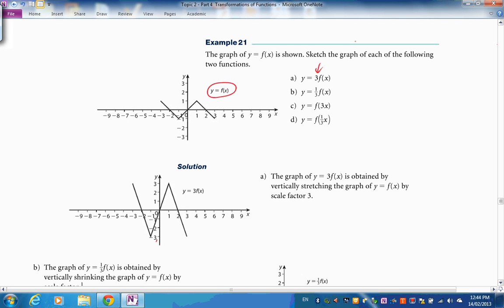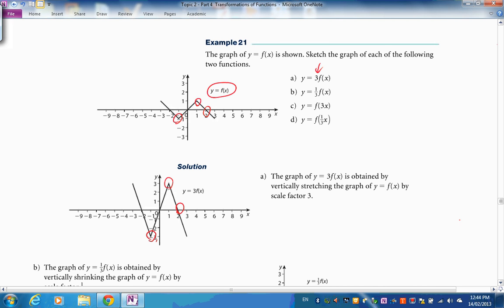So we're multiplying the function by 3 right out the front. So that is a vertical stretch of 3. So let's look at this. 1, 1 has to go to 1, 3. Neg 1 goes to neg 1, neg 3, multiplying it all by 3. Any point on the axis, the function value is 0, so that stays as 0.